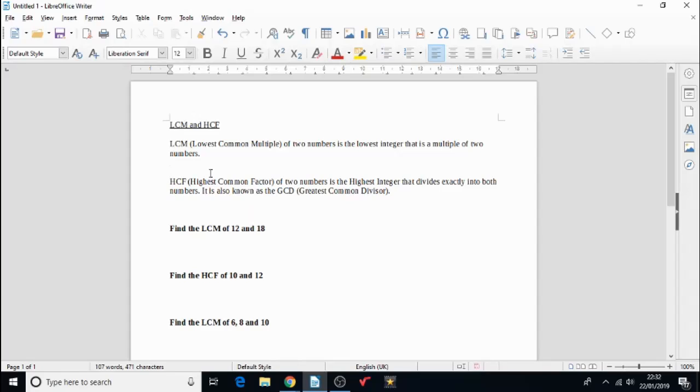Hello there, and I'm going to teach you how to find the lowest common multiple of two numbers or more and the highest common factor of two numbers or more. Lowest common multiple, which also stands for LCM. How to find the lowest common multiple of two numbers. Finding that is finding the lowest integer that is the multiple of those two numbers.